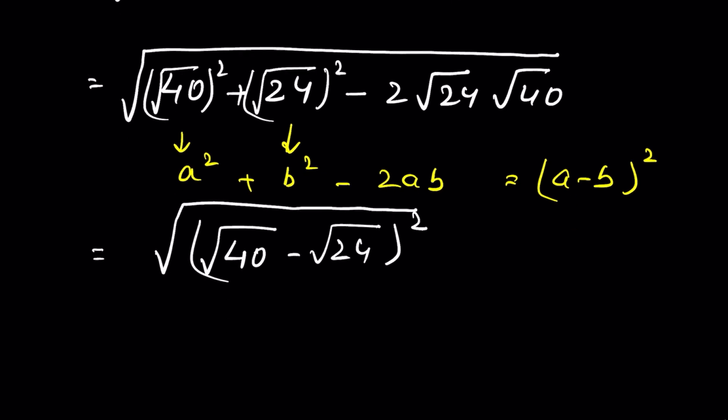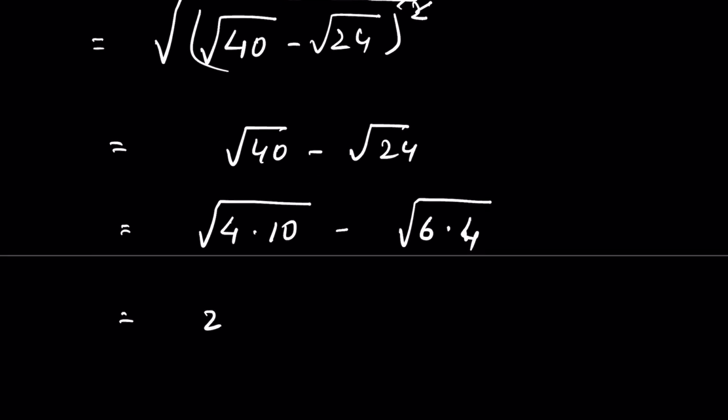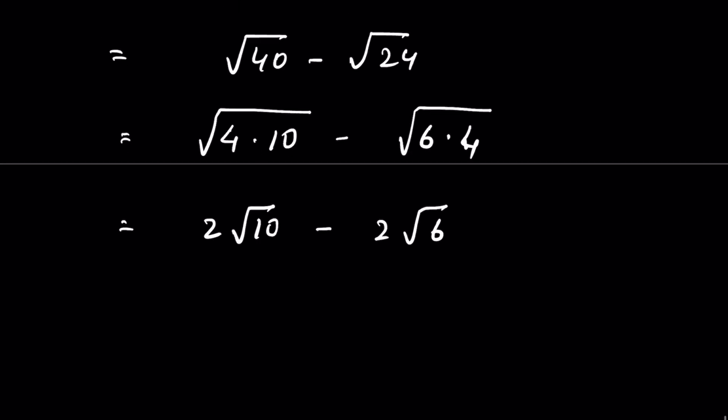Now we can remove the square root with the square. So we have square root of 40 minus square root of 24. Square root of 4 times 10 minus square root of 6 times 4, or this is 2 times square root of 10 minus 2 times square root of 6. We can take 2 common, so 2 times parenthesis square root of 10 minus square root of 6. So this is our answer.